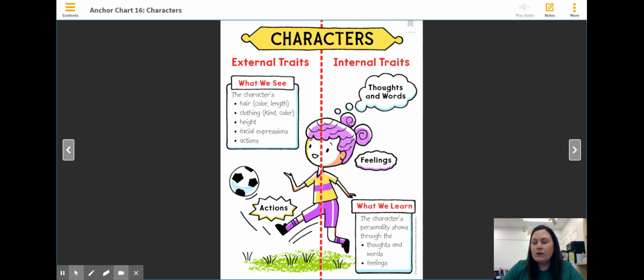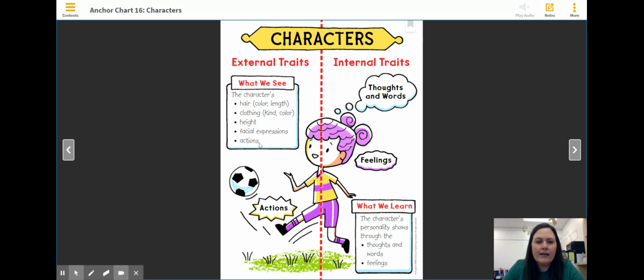We can describe their clothing, what kind of clothing, what color they're wearing. We can describe their height. That means how tall they are. So are they tall, short? And their facial expressions. Those are the faces that you make. So if I'm like this, that's a facial expression of smiling. If I'm like this, that's a facial expression of looking surprised.